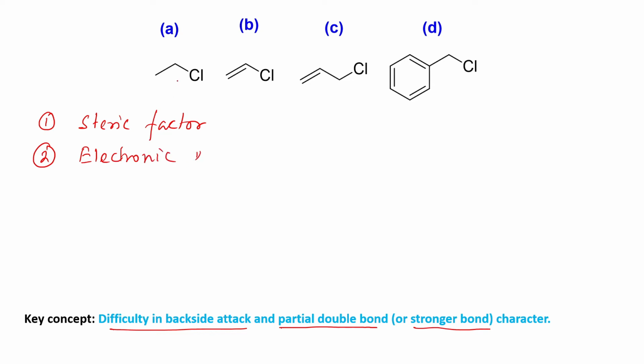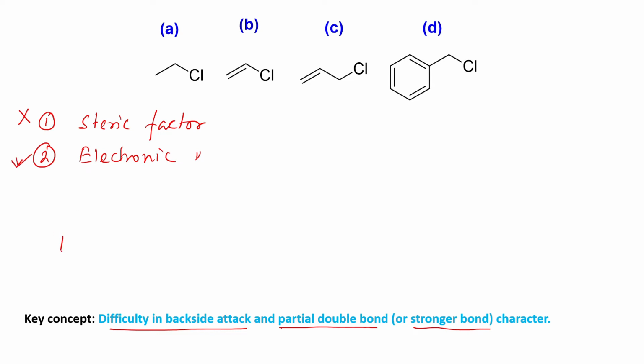Since all the options are not that much bulky, obviously you may think that option D is a little bulky, but it's actually not. You'll understand later. So the steric factor is not playing a role here. Here the main role is played by electronic factor.